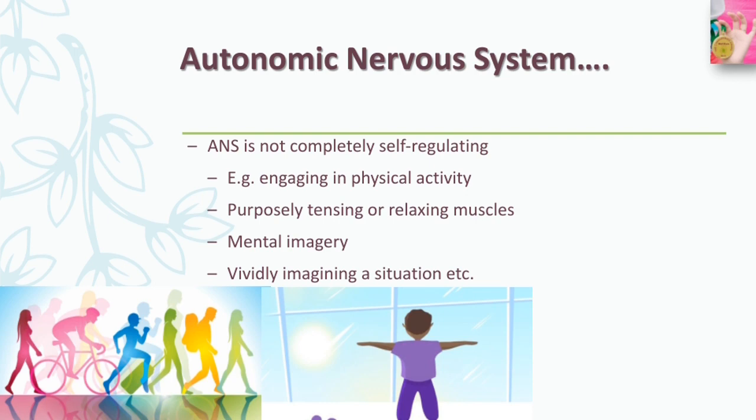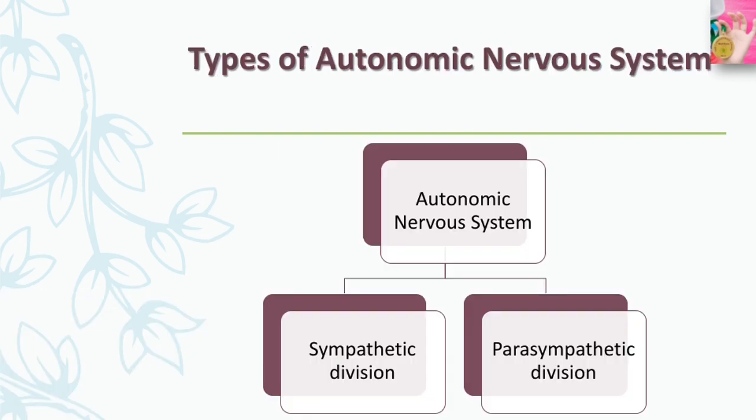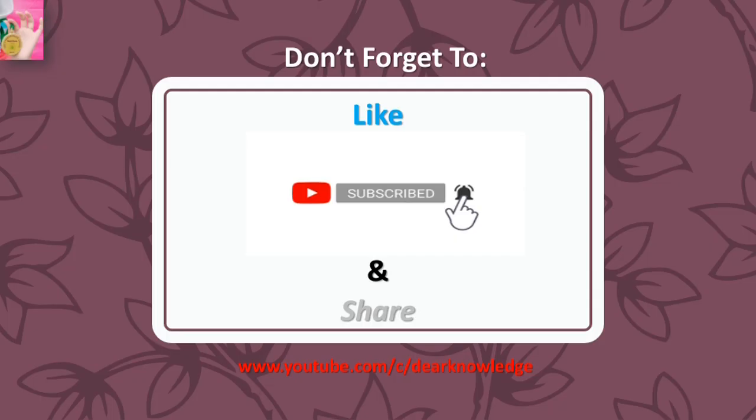You can also influence your autonomic activity with mental imagery. Vividly imagining a situation that makes you feel angry, frightened, or even sexually aroused can dramatically increase heart rate and blood pressure. A peaceful mental image can lower many autonomic functions. Now, let's talk about the types of the autonomic nervous system. The autonomic nervous system is further divided into the sympathetic division and the parasympathetic division, which we will be discussing in our next video.